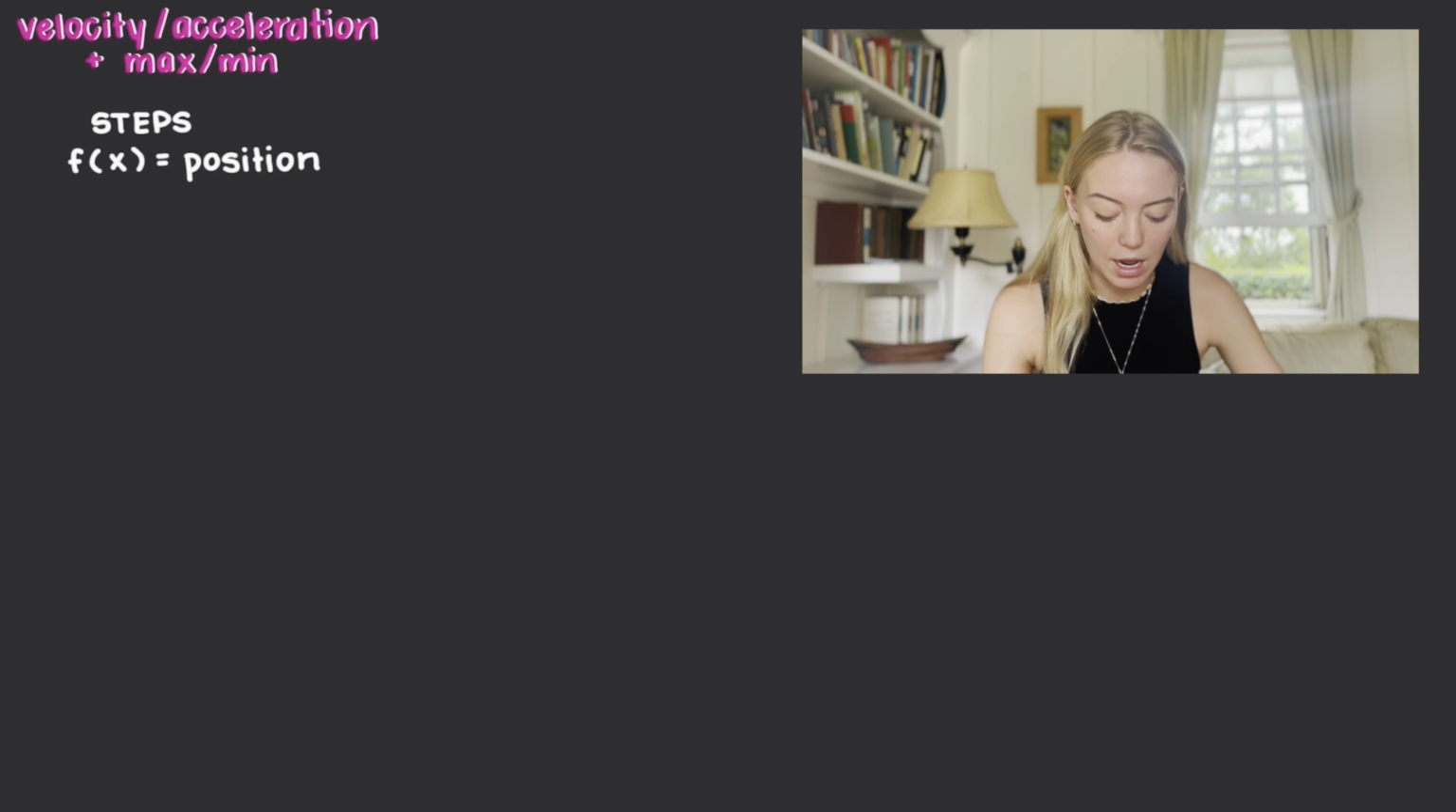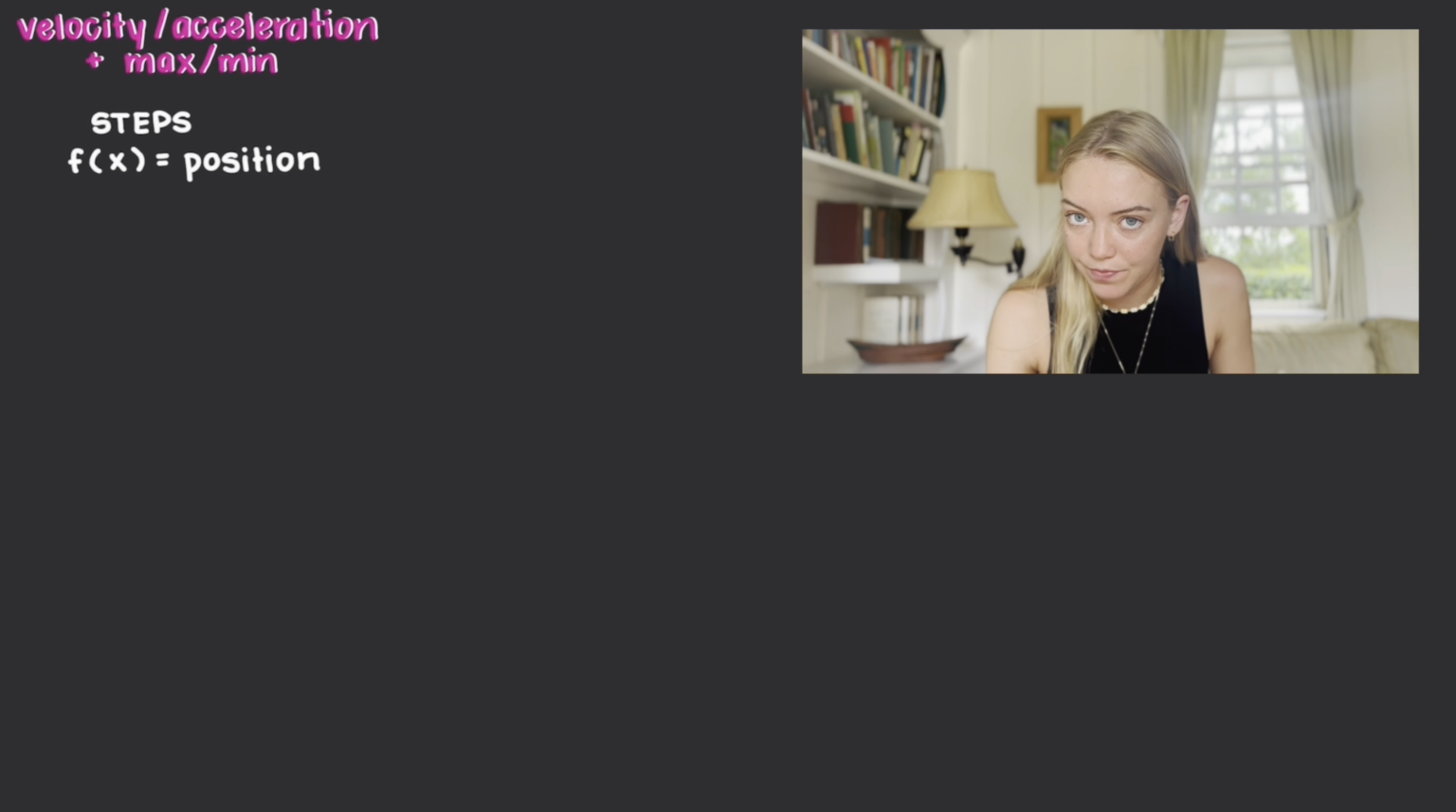Okay, what's the first step if they give you the position function? Take the first derivative, velocity. Okay, now what do you do? You set it equal to 0 and you solve for x. Solve for wherever it's 0. Whatever x you get that makes the function equal to 0 is going to be called what? Critical points. Critical points, but critical values are something else.